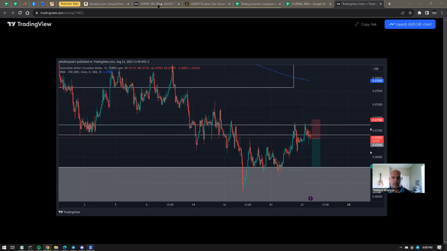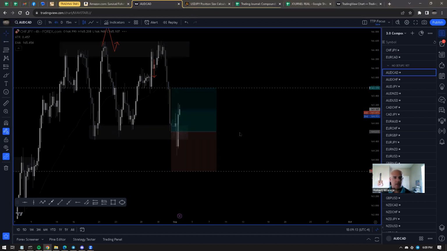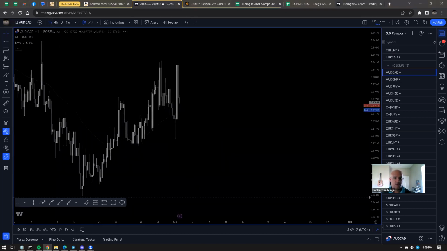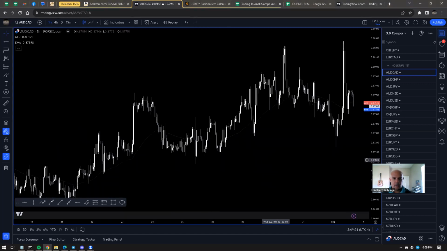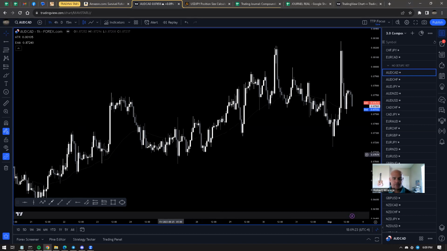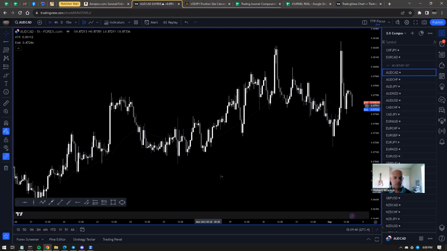So let's go look at OddCAD. This was OddCAD on what day? The 24th. OddCAD on the 24th on the 1 hour time frame. What are we looking at? Right, 1 hour OddCAD. Wigwag. 23rd. Let's look at 8708.